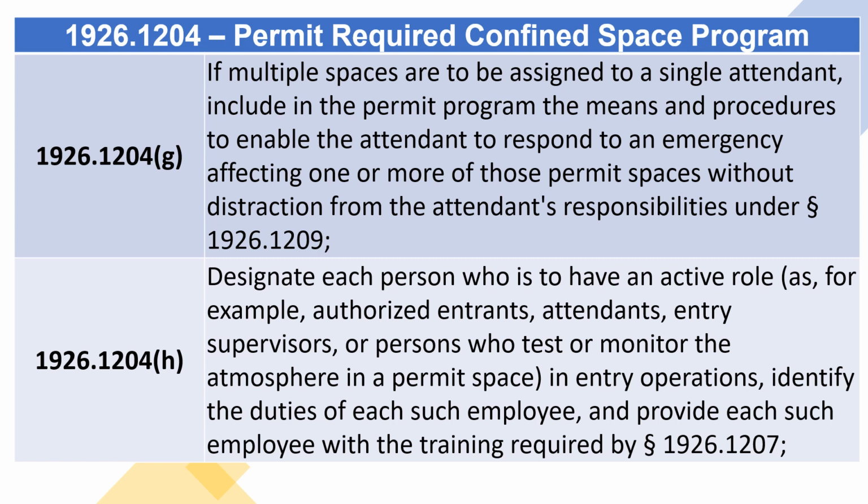1926.1204(h). Designate each person who is to have an active role, as, for example, authorized entrants, attendants, entry supervisors, or persons who test or monitor the atmosphere in a permit space. In entry operations, identify the duties of each such employee, and provide each such employee with the training required by section 1926.1207.